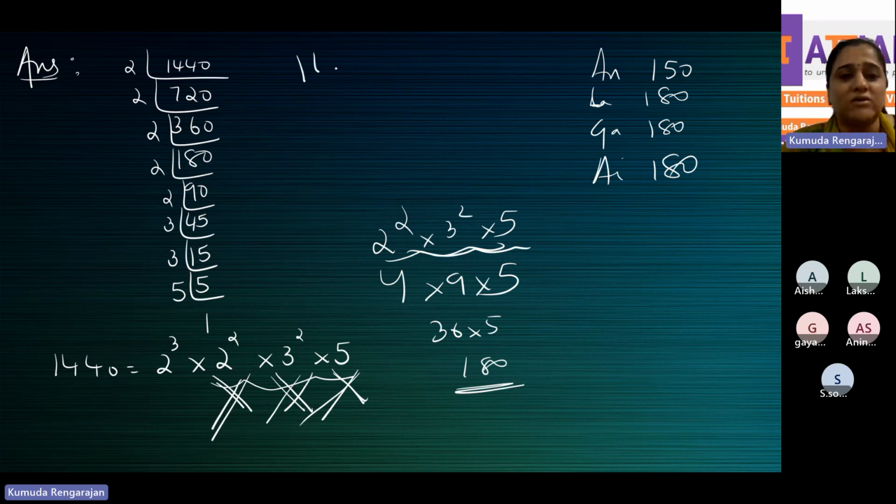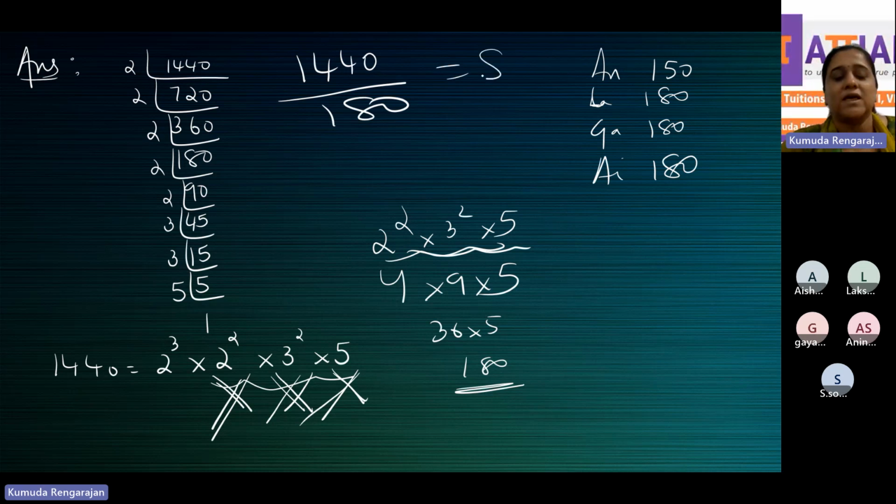So this number 1440 is to be divided by 180. So let me use my calculator and find what the quotient is. The quotient is 8. When 1440 is divided by 180, the quotient is 8, and 8 is a perfect cube.